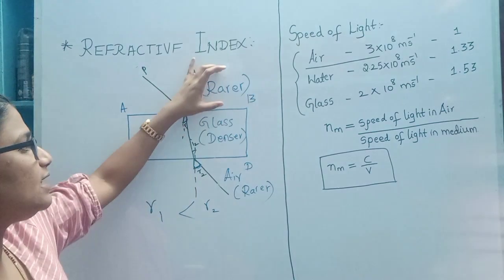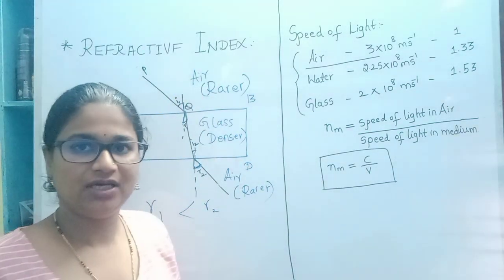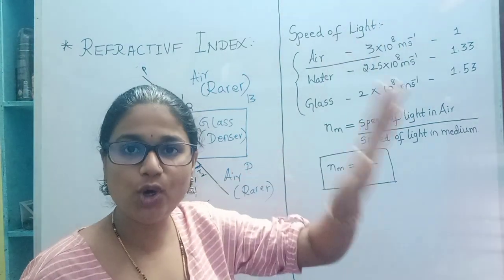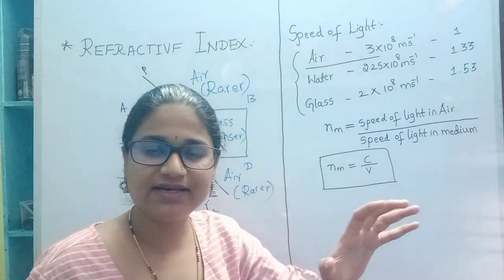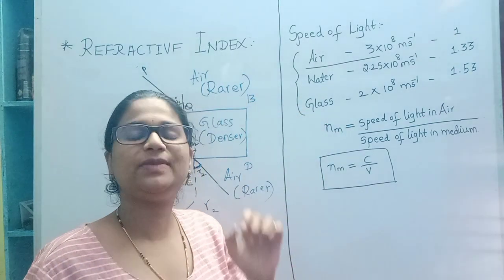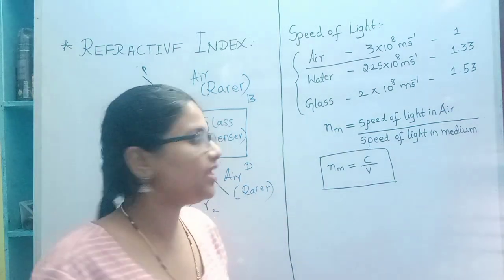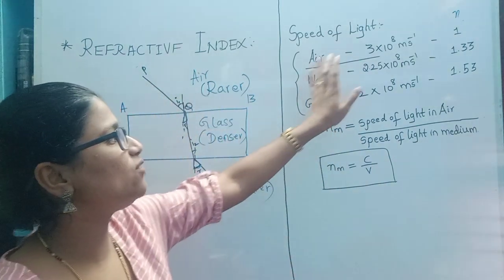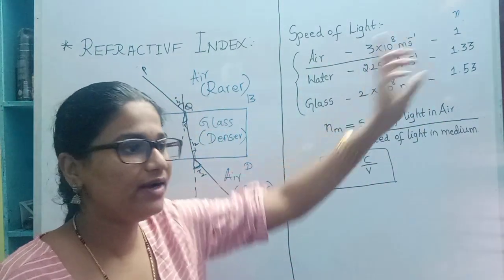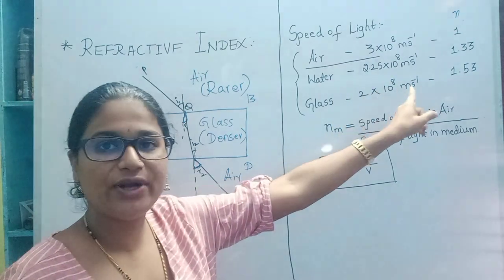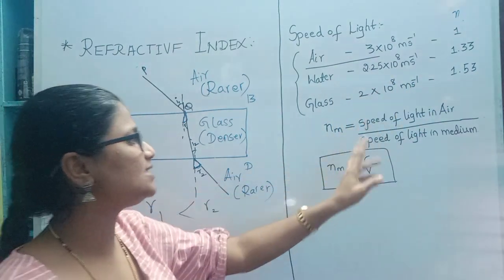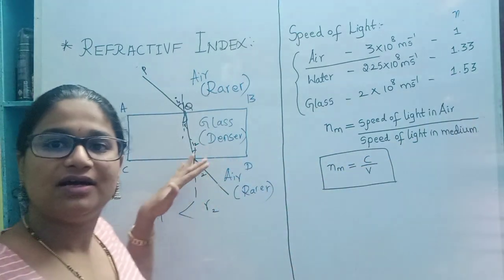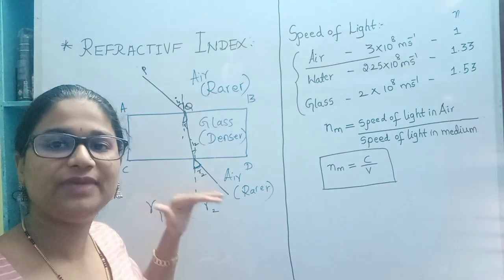So this is regarding the rarer medium and the denser medium. You can define those mediums as: where the speed of light is more, that medium is called rarer; where the speed of light is less, that medium is called denser. And these are the refractive indexes: the refractive index of air is 1, the refractive index of water is 1.33, and the refractive index of glass is 1.53. So this is regarding the refractive index of the medium.